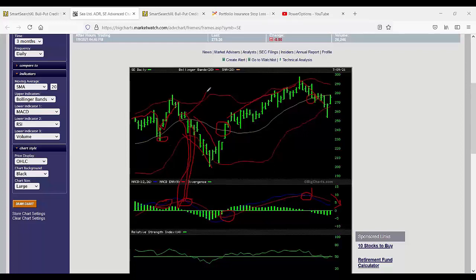But here is the big bearish one. Here's the good bullish one. And here again, another bearish indicator.